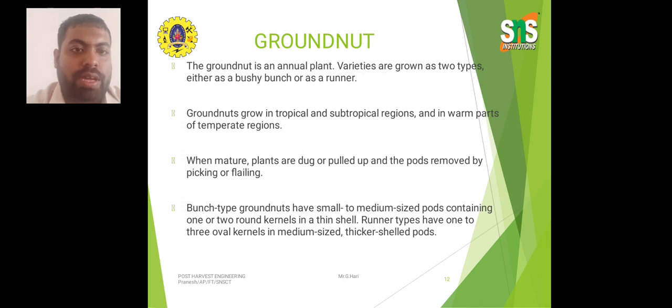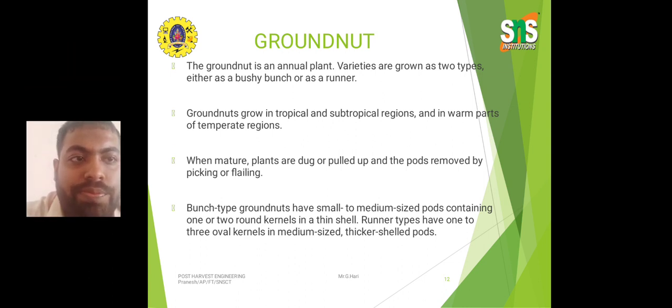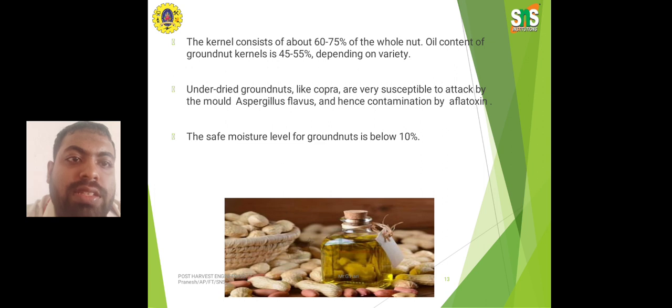When mature, plants are dug or pulled up and the pods removed by picking or flailing. Bunch-type groundnuts have small to medium-sized pods containing one or two round kernels in a thin shell. Runners have 1 to 3 oval kernels in medium-sized, thicker shelled pods. The kernel consists of about 60 to 70% of the whole nut. Oil content of the groundnut kernel is 45 to 55% depending on variety.